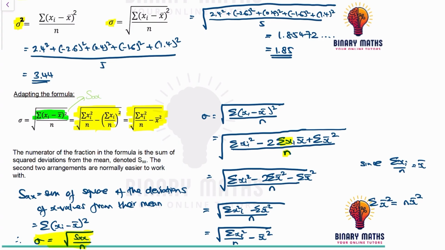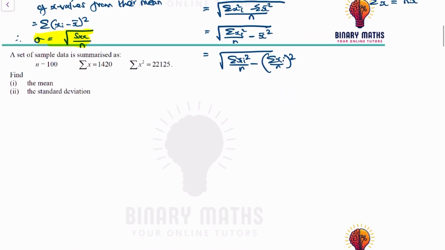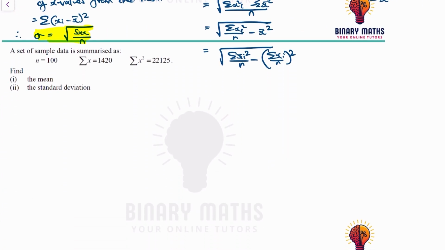The key thing is the smaller the value of sigma, the more consistent the data is. Because obviously everything's scattered around the mean. So the smaller the value of sigma, the more consistent the data is. Let's go through some examples.